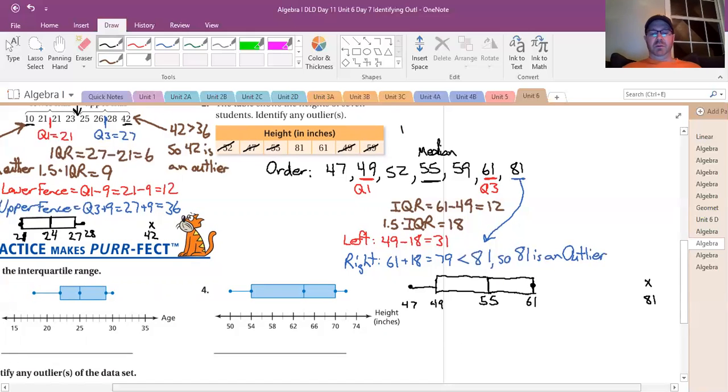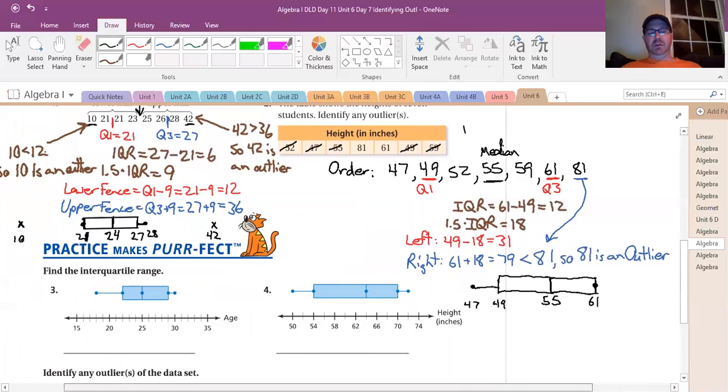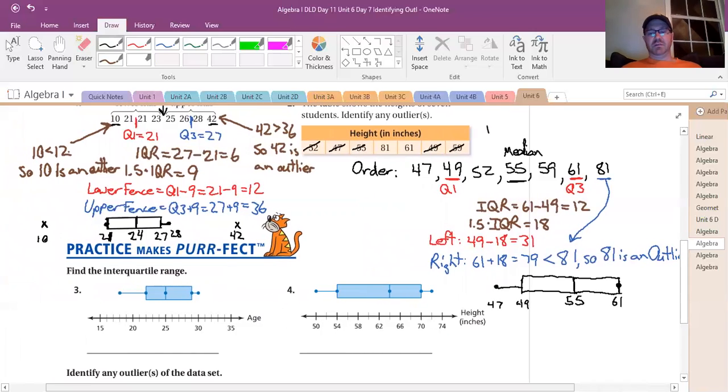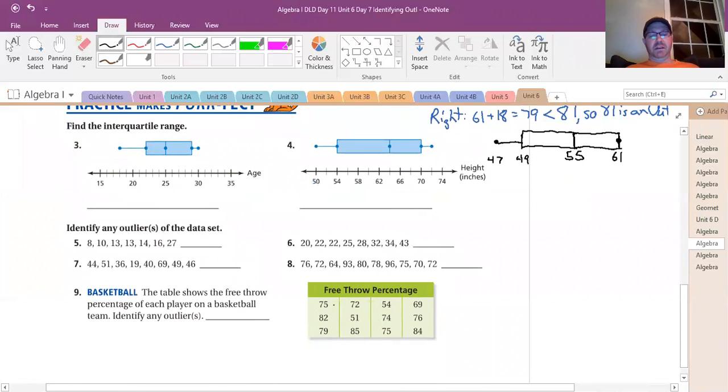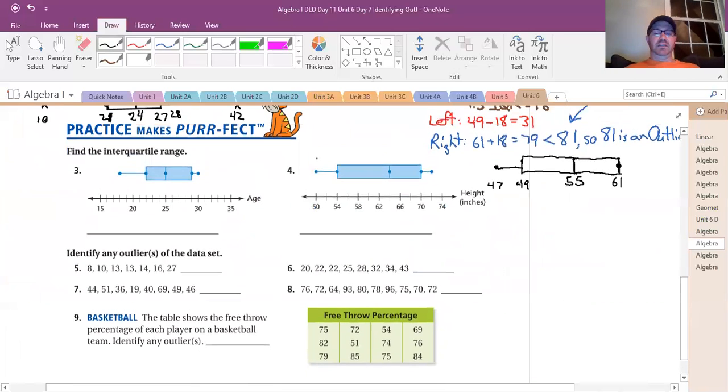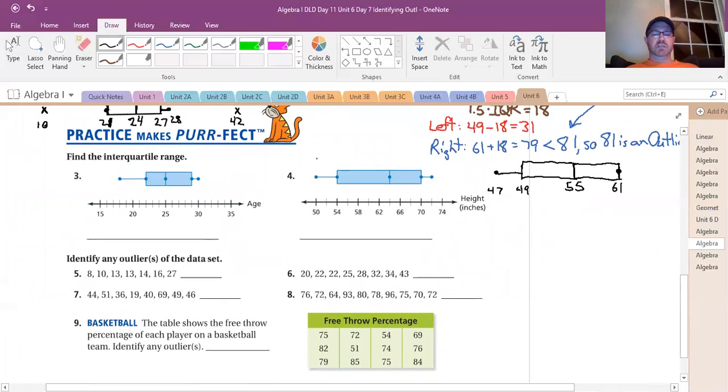So I've given you a little bit of practice. I'm not having you actually draw the box plots right now, but these first two problems are just finding the interquartile range. And then these five down here, you're going to need to find or identify any outliers that happen to exist. Okay. The Google form has all these problems on there, so you can refer to that and submit your answers, and hope you do well.